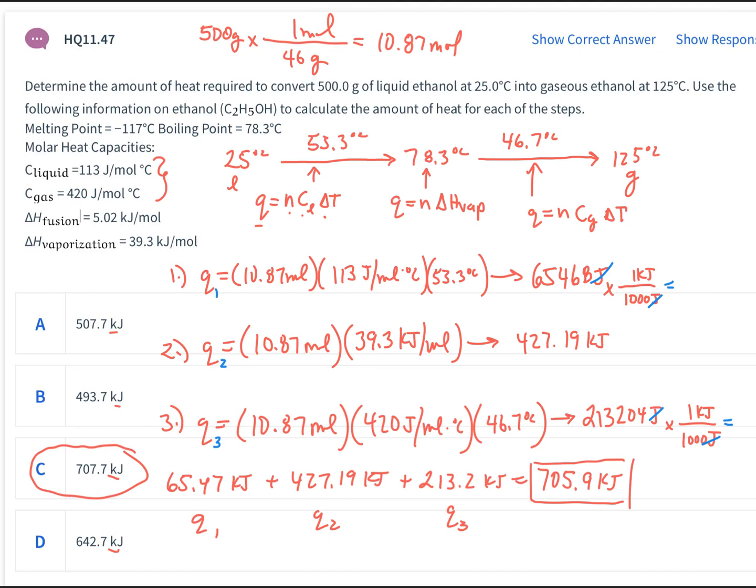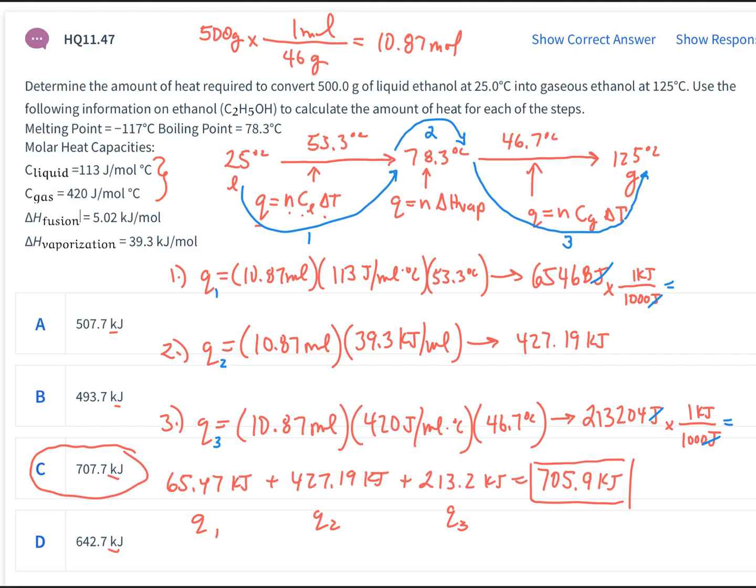So the important thing is understanding when you're going through three different processes. We're taking liquid ethanol at 25 degrees, and we're heating it up to its boiling point. That's my first step. Then I need to take that liquid ethanol at its boiling point and turn it into ethanol vapor. After I've gone through the second step, then I've got ethanol in the vapor phase at 78.3 degrees. I need to heat it up all the way to 125 degrees. So three separate calculations, where the first one is just heating up a liquid. The second one is a phase change, and then the third one is heating up the gas now.